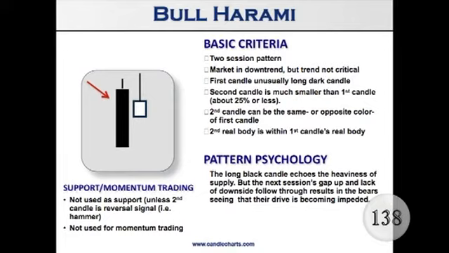The second candle can be the same or the opposite color of the first candle, which is different than the engulfing pattern, right? In the engulfing pattern, the candles have to be opposite. And the second candle has a small real body, and it has to be within the first candle's real body. I don't use this as support or resistance. And I don't use it for momentum trading.